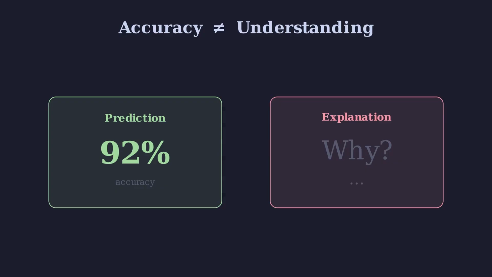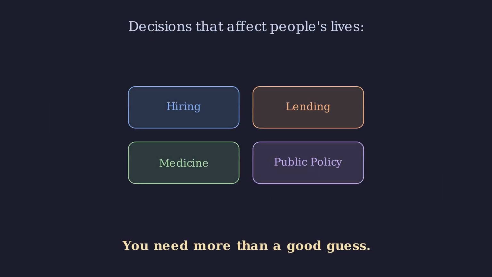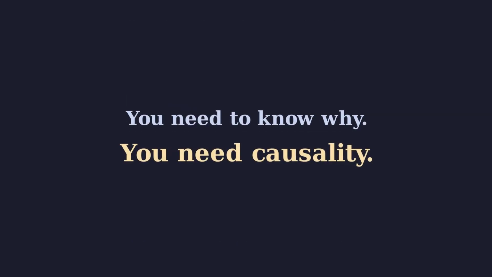For many applications, prediction is enough. But for decisions that affect people's lives, like hiring, lending, medical treatment, or public policy, you need more than a good guess. You need to know why. You need causality. And that is what this channel is about, not just how to use the tools.